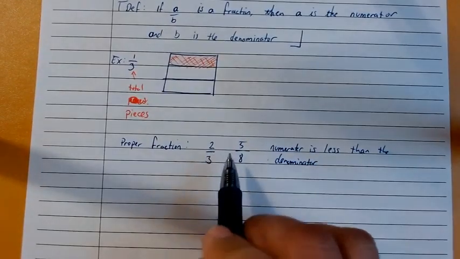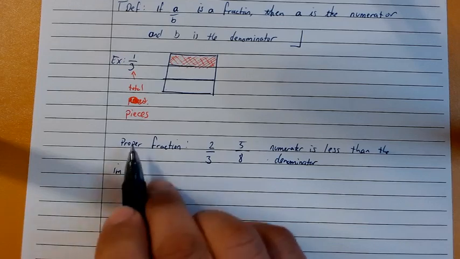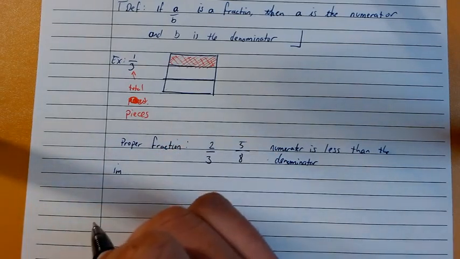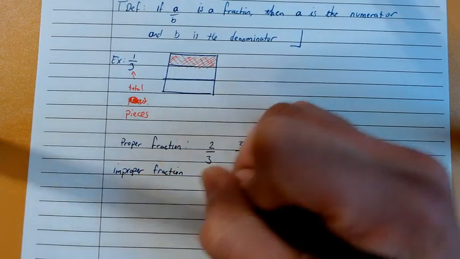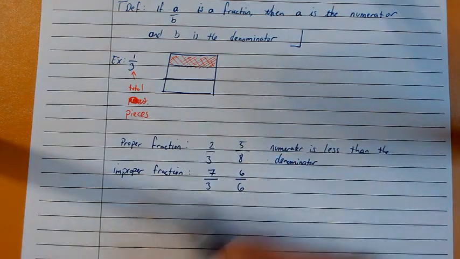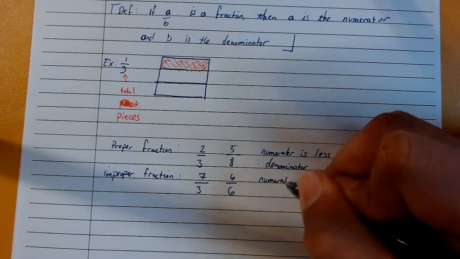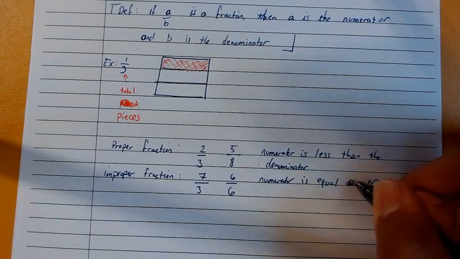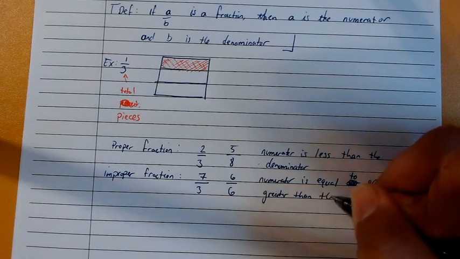If your numerator is equal to or bigger than your denominator, then you have an improper fraction. Now, the name's a little misleading, proper and improper. It makes it sound like one is better than the other. These are just names. There's nothing wrong with an improper fraction. There will be times where our answer will be an improper fraction. It's just a label. It's just a name. Things like 7/3, things like 6/6. These are improper fractions because the numerator is equal to or greater than the denominator.